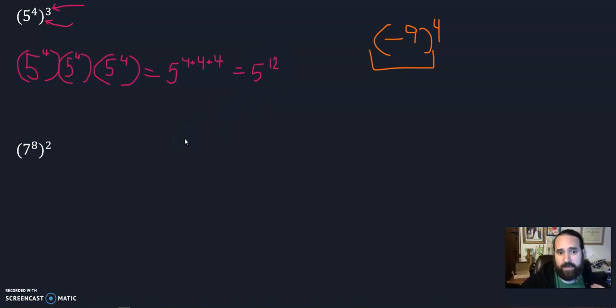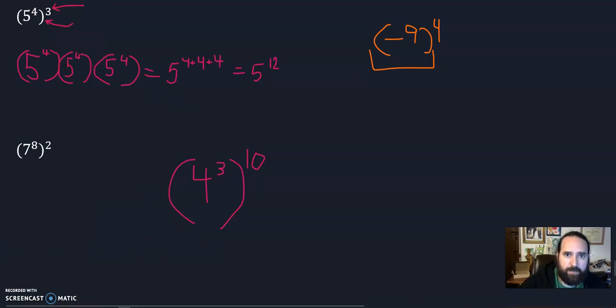But here's the thing. What if we had something like 4 to the 3rd in parentheses and the exponent on the outside was a 10? We don't want to have to write out that 4 to the 3rd in parentheses 10 times. So there's a shortcut. And not being able to change colors means I can't change to the eraser either. So just ignore this for the minute. What we would do is back at the original problem. Again, I can't erase, sorry.